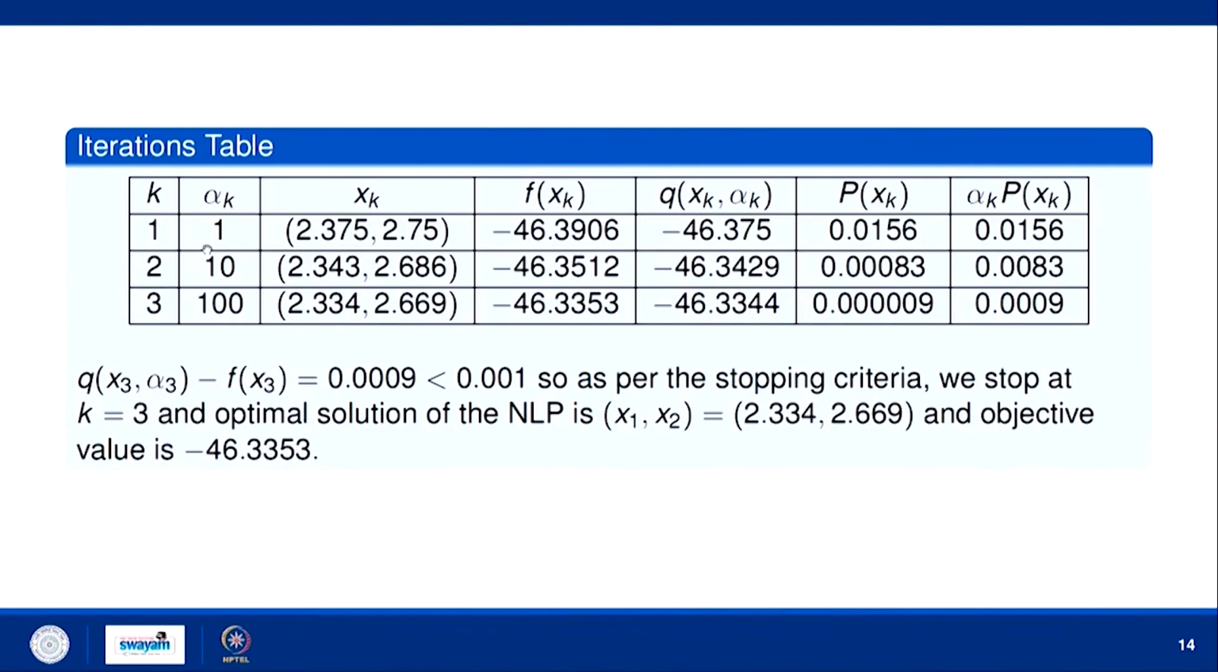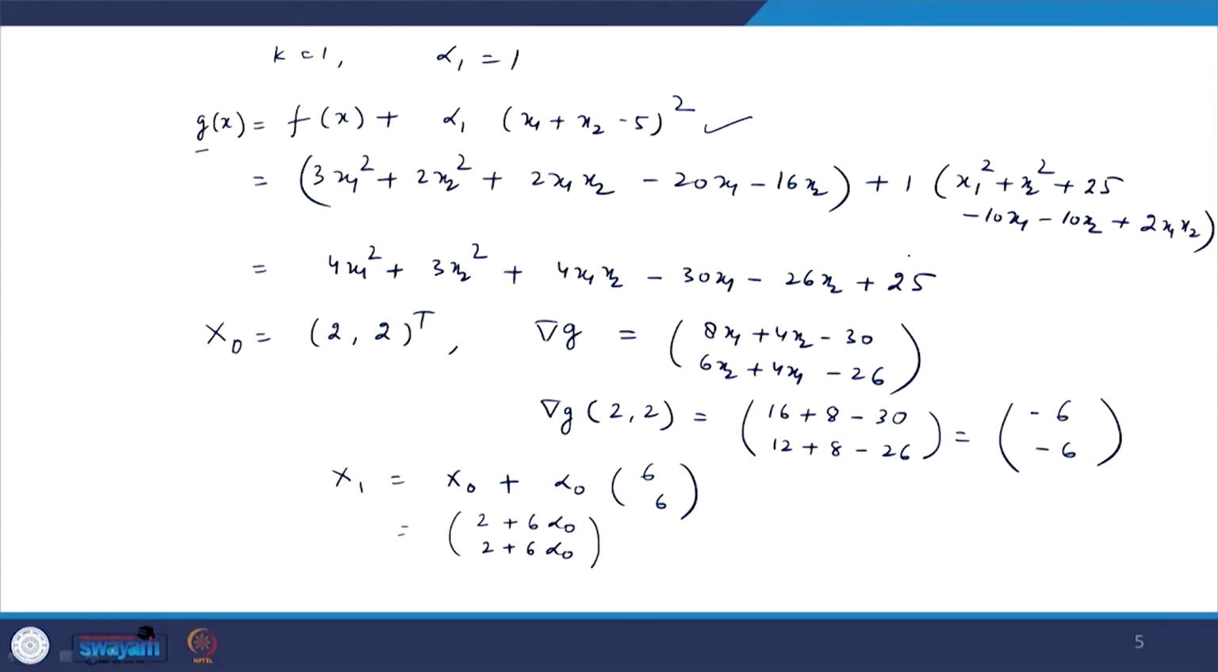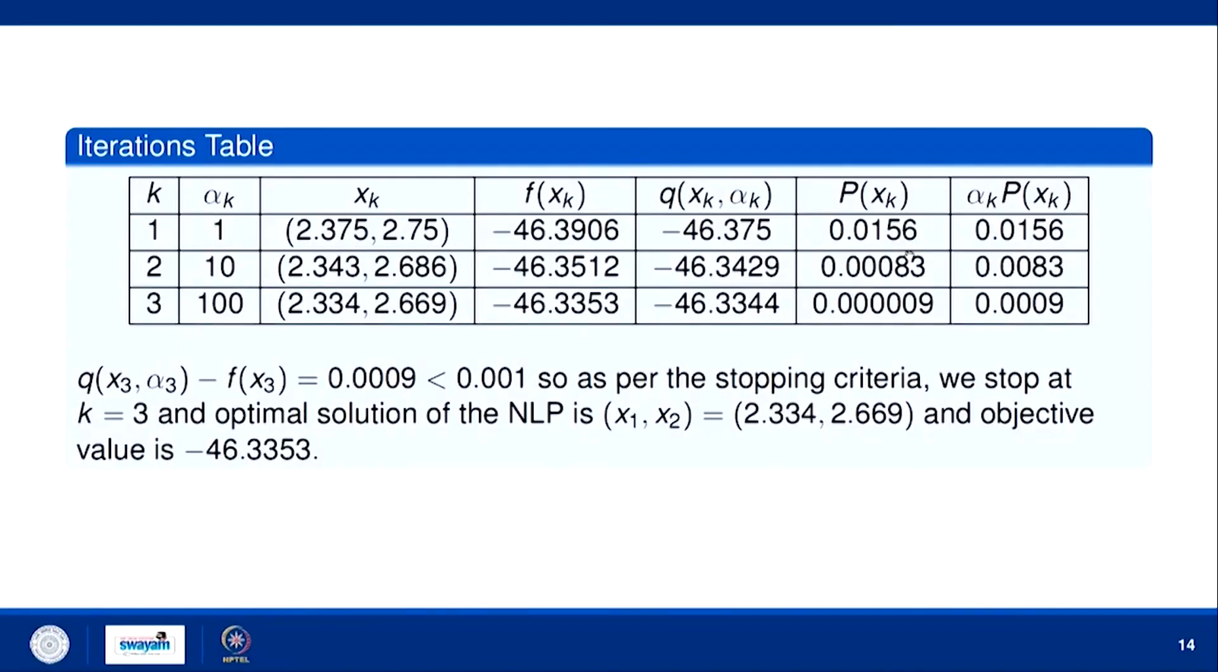So, here when you put alpha k equal to 1 in this problem, then applying any unconstrained minimization algorithm, x k comes out to be this. This is basically the optimal solution of this problem, and for this f x k comes out to be this. Q x k alpha k means it is g basically, g comes out to be this, p x k is this, and alpha k p x k is this, because alpha k is 1 here. If it is 1, then this is simply the same.